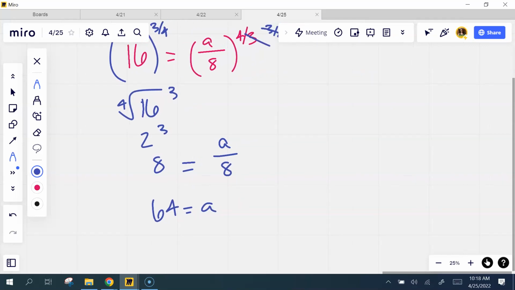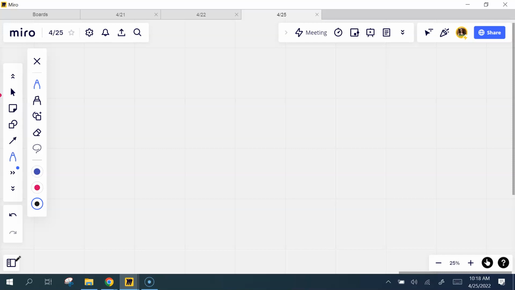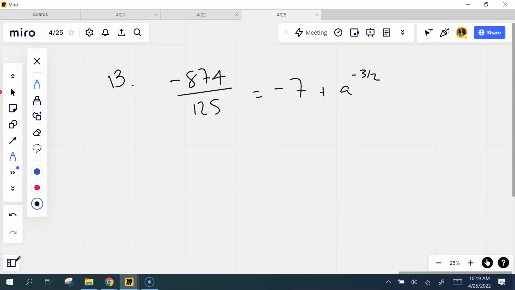All right, what else on this sheet? 13 and 7. 13 and 8? All right, I'll start with 13, then I'll do 8. All right, negative 874 over 125 equals negative 7 plus a to the negative 3 over 2. Add 7. I'm assuming this divides evenly, does it? To this fraction. It doesn't? So I would take my calculator then.